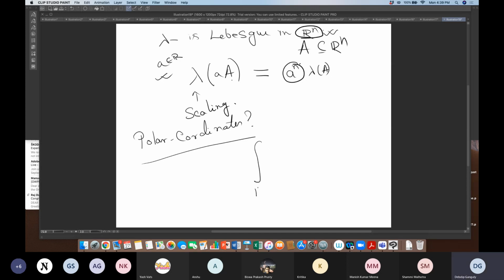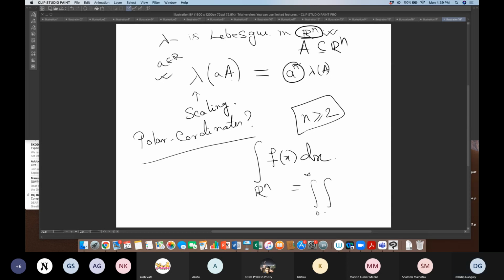So after that I have to integrate over Rn, f(x) dx. How to integrate for n greater than or equal to 2? Do you know polar coordinates? So I can write this as the integral from 0 to infinity of the integral over ∂B(0,r) of f dS dr. Do you know this type of thing? Integration over Rn of f(x) dx I can write as 0 to infinity, ∂B(0,r), f dS dr. Do you know this?